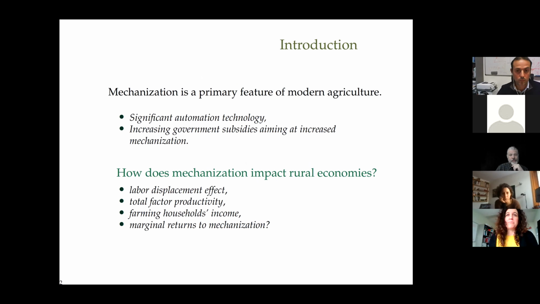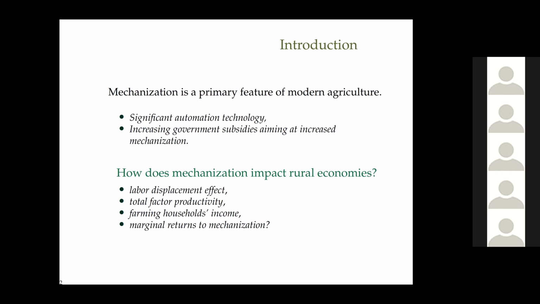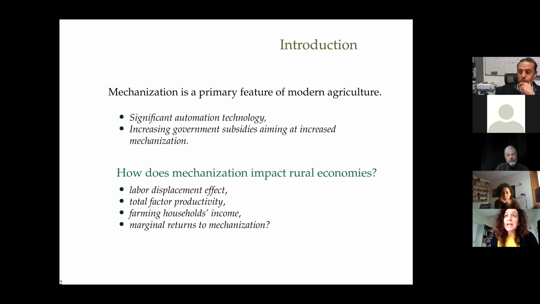So we know that mechanization is a primary feature of modern agriculture, and in general, is a significant automation technology that we think requires some further study. In particular, because governments in the developing world are engaging in heavy subsidies of purchase of equipment to increase mechanization. But the reality is that until today, we know little about the marginal returns to this mechanization, and we have descriptive studies of how mechanization changes the agriculture sector, but there is little evidence on causal effects.